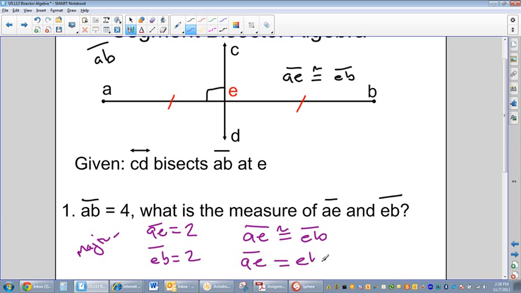So we know they have to be the same based on the diagram here, and based on what a bisector does. So if the entire thing is 4, all we did was divide it into 2, or cut it in half. So we cut 4 in half, and we got 2. So good job all around.